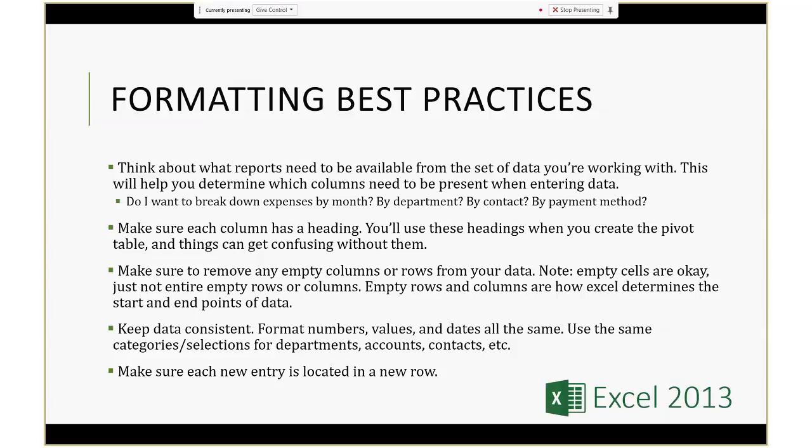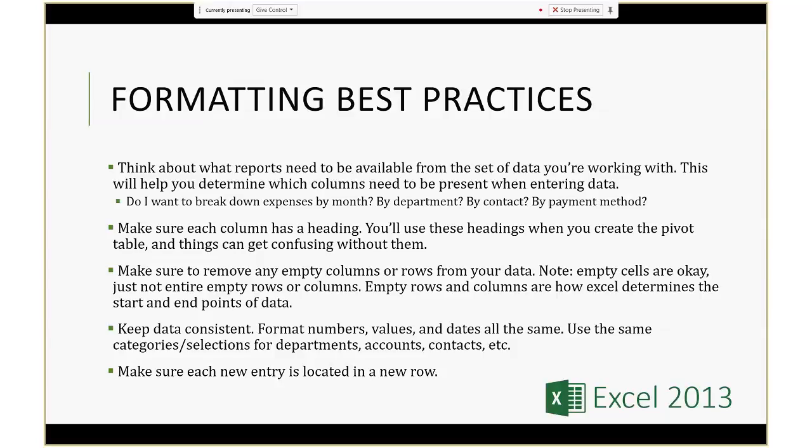Secondly, make sure each of your columns has a heading. You'll use these headings when you start to create the pivot tables, and things can get really confusing if you don't have headings for each of your columns. Finally, make sure you remove any empty columns or empty rows from your data. Empty cells are okay, but empty rows and columns are how Excel determines the start and end points of data, so they could throw off the calculations done within the table.